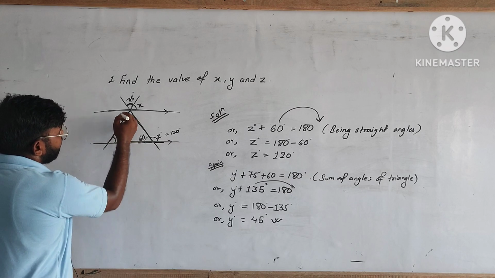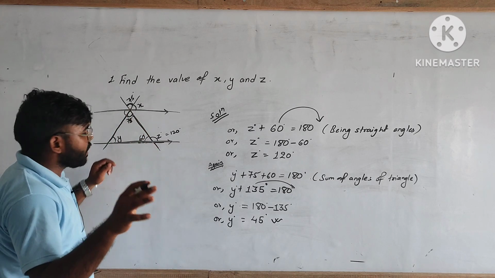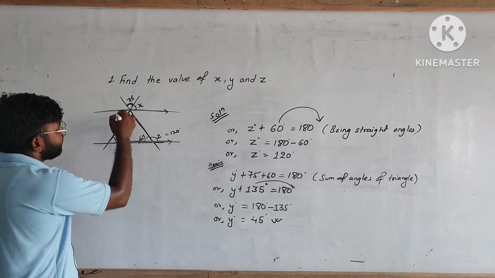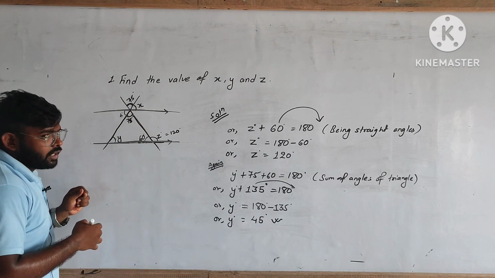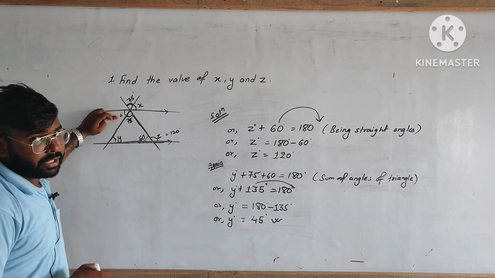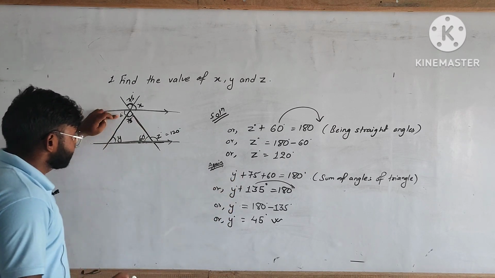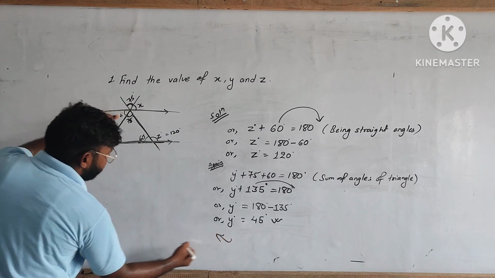Let's see. We don't know the value of this angle, so let's just let this angle be B. And now what can we do here? I will write it here.